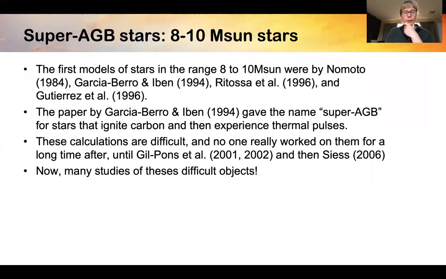Okay, I'm only going to really briefly talk about 8 to 10 solar mass stars. It's a really interesting mass range, but they're super difficult to model. And do they make many S-process elements? Don't know, actually.